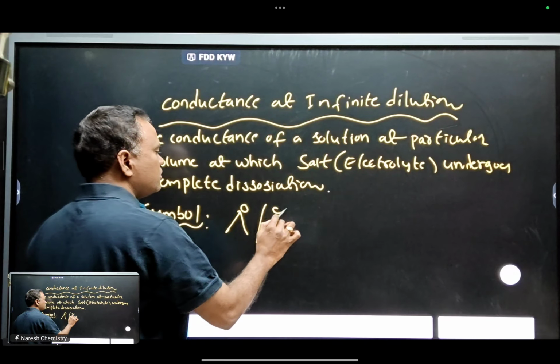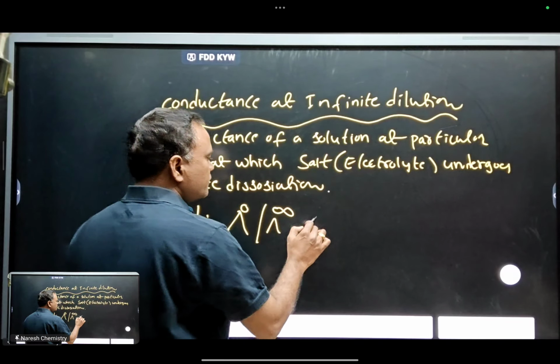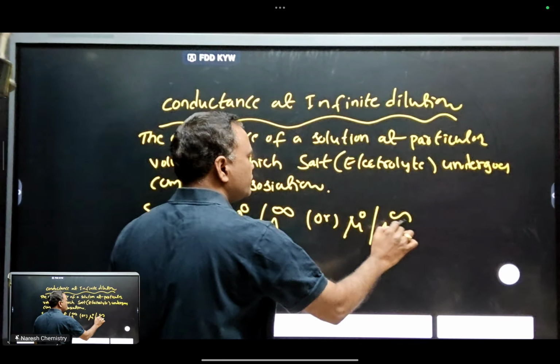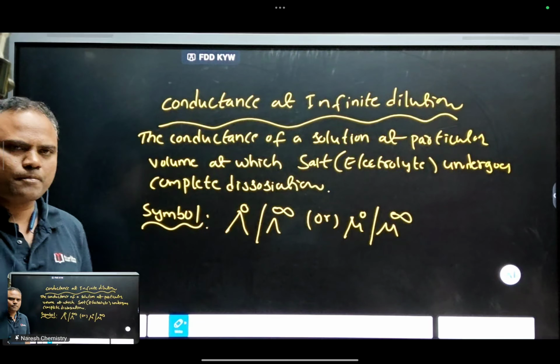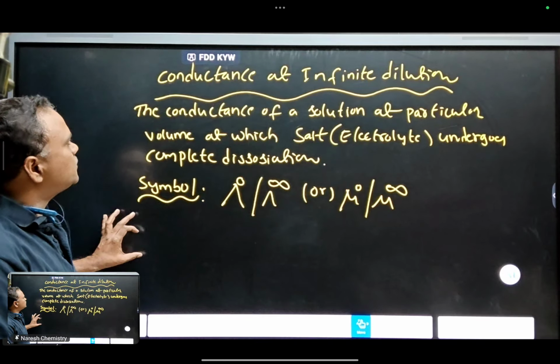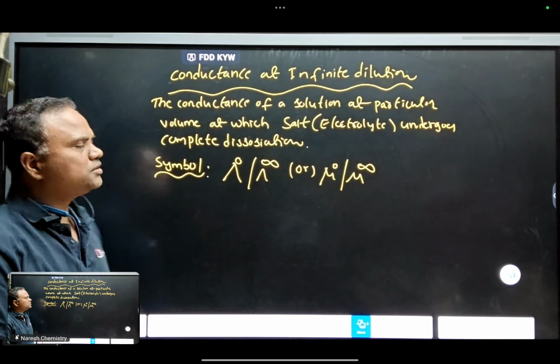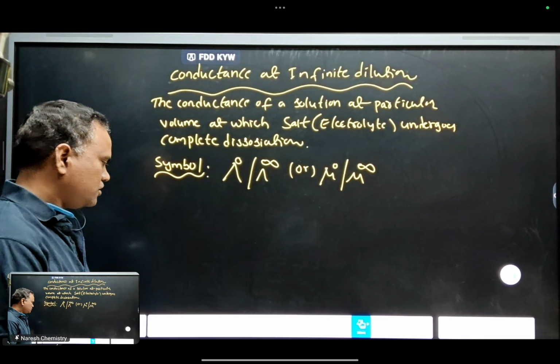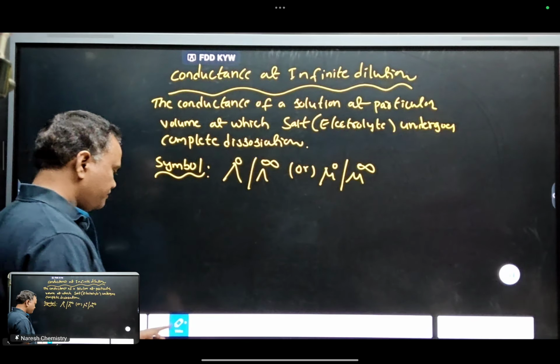Lambda 0 or lambda infinity. If you take molar conductance, mu 0 or mu infinity. Once again, with the help of a diagram, we can understand the term conductance at infinite dilution. Look at this, all of you.